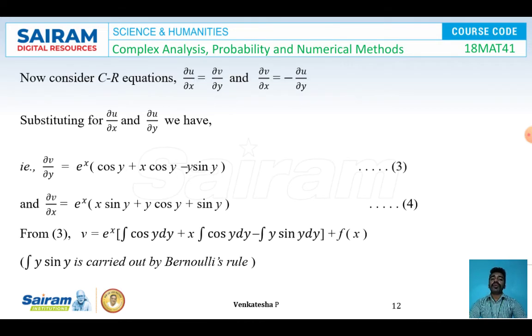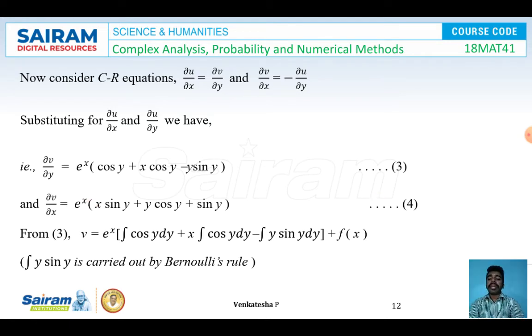Now I'll be converting this dou u by dou x and dou u by dou y in terms of dou v by dou x and dou v by dou y by using the CR equations. So I'm going to replace dou u by dou x as dou v by dou y and dou u by dou y as minus dou v by dou x. So I'll get dou v by dou y is equal to e power x [cos y plus x cos y minus y sin y]. Call this one as equation number 3, and dou v by dou x as e power x [x sin y plus y cos y plus sin y]. Call this one as equation number 4.